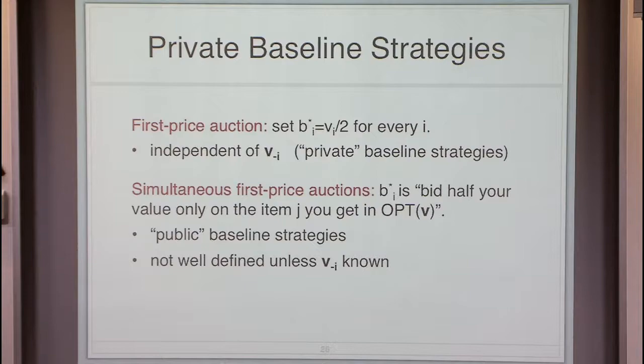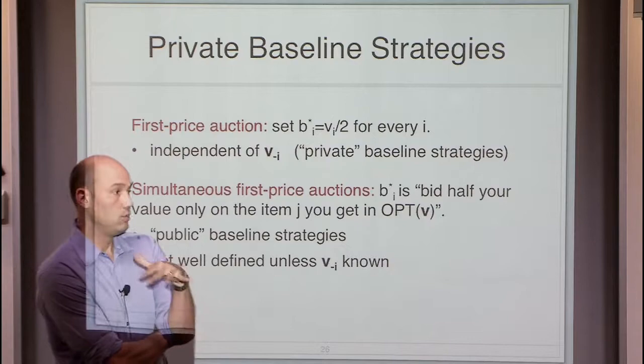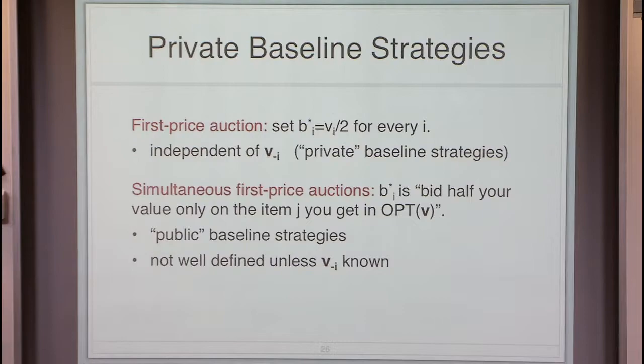And actually, in simultaneous first price auctions, that's exactly what we did. What were our baseline strategies? Fix the valuation profile. Bid half of your value on the good you get in opt. What is opt? Opt is the max welfare solution, a bipartite matching. You do not know what opt is unless you know the full valuation profile. If you only know your valuation V_i, you have no idea what opt is.